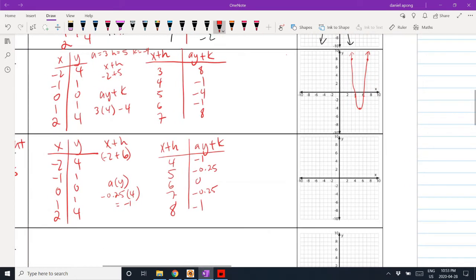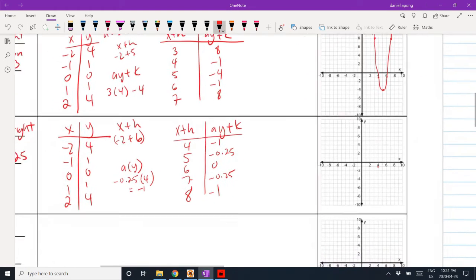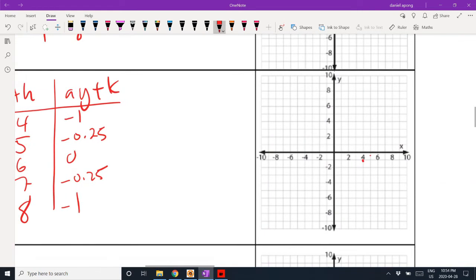Okay, so when x is equal to 4, y is equal to -1. When x is equal to 5, y is equal to -0.25. So it's going to be really close there. It's hard to see, I'll zoom in a little bit. It's going to be hard for you to draw because it's so tiny, but try it out. Then when x is equal to 6, y is equal to 0.